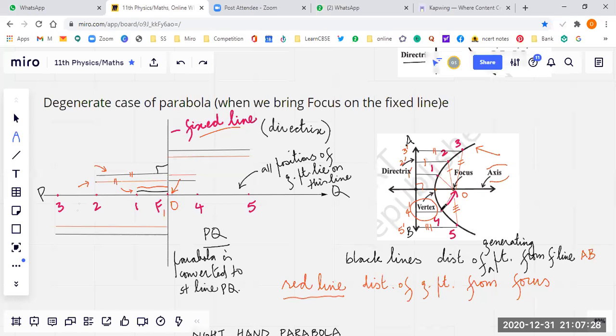Wonderful. So I can say all these points, 3, 2, 1, 4, 5, satisfy the condition of the parabola, but we can see all of them lie on a straight line PQ. So my parabola, which was having a shape like this or like this, has been degenerated into a straight line PQ. It's written here: parabola is converted to a straight line PQ. Very good. So students, this is the case of degeneration of the parabola.